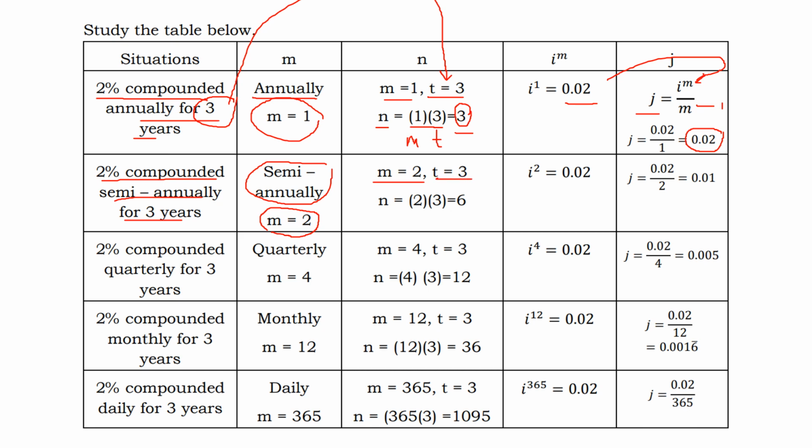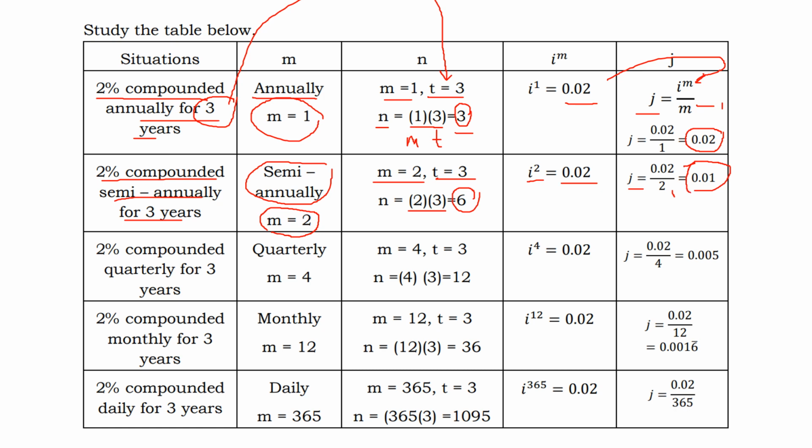Your t is equal to 3. Then we simply multiply 2 by 3 for us to get your n. It becomes 6. Your i raised to 2 will be 0.02. And your j now, 0.02 over 2, or simply your rate of interest j, is 0.01.